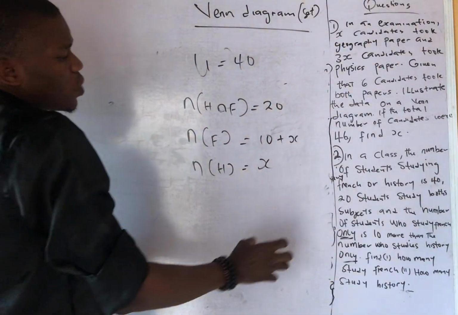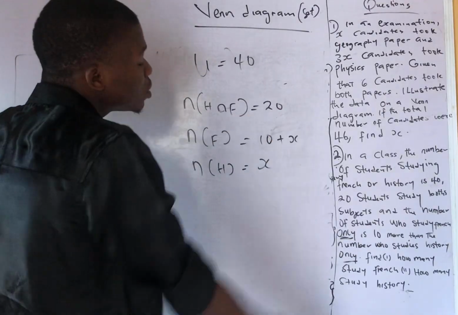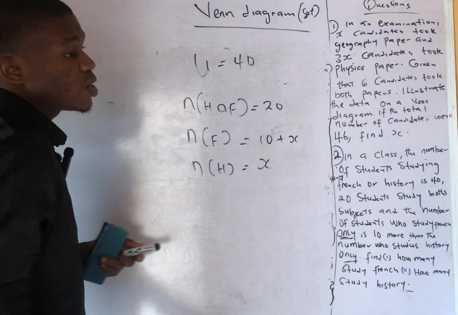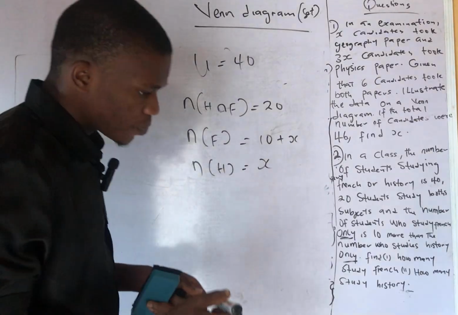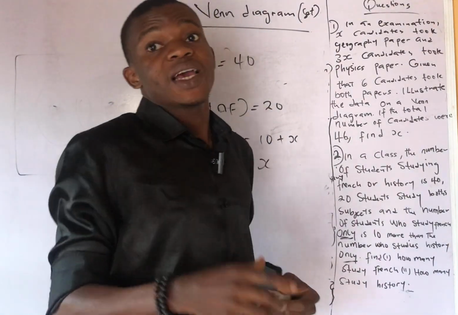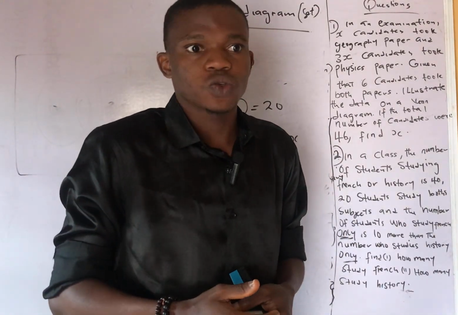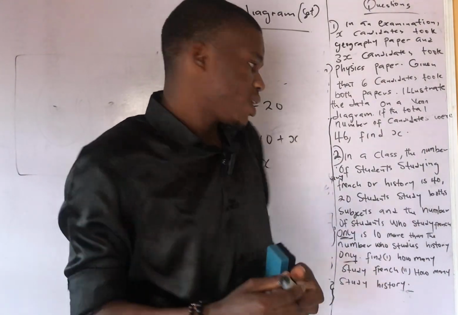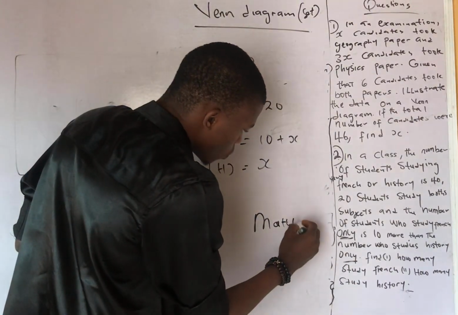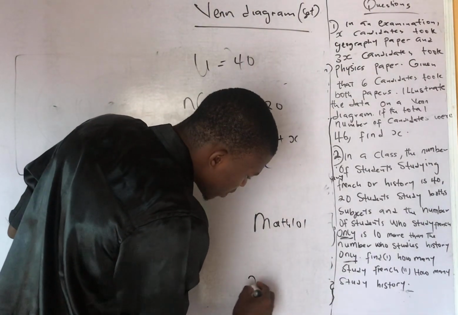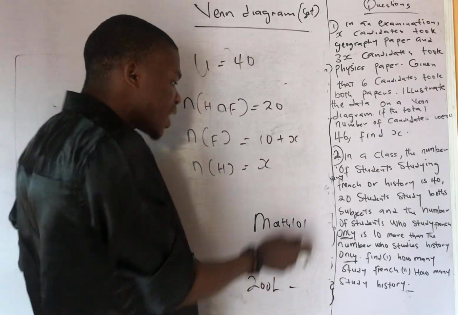Now, let's solve. Since we're given only, we don't need to subtract the common, the people that study both. Now, since it's only, let me explain this very well for you guys. Imagine a class, maybe a carryover student, or a carryover 100 level course, maybe like Math 101, and the person is in 200 level. He's no longer doing Math 101 again, but he carries over the course.